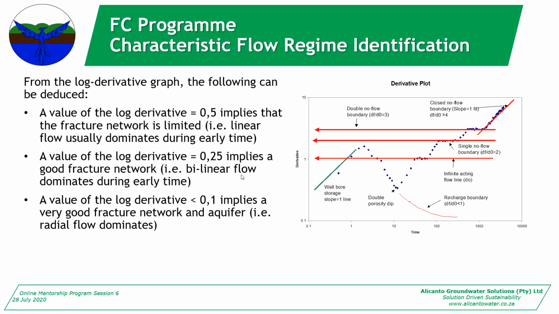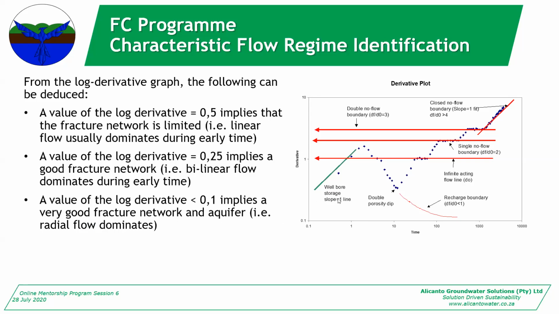That's the one that, remember, I showed you, those different colored lines on the graph in FC. That's your 0.5, 0.25, and 0.1. So where you've got a log derivative of 0.1 or less, that's a very good fracture network and the aquifer, so you've got radial flow, so flow is coming in from all sides.